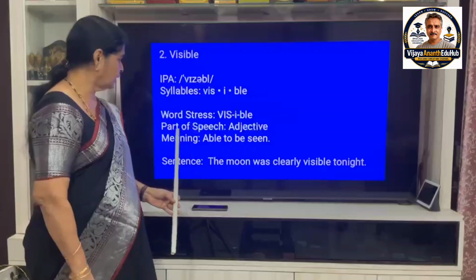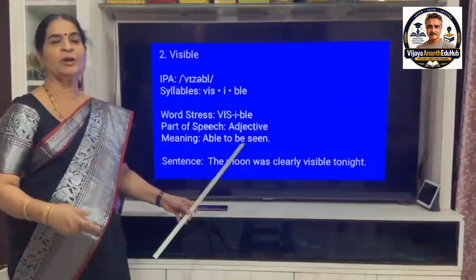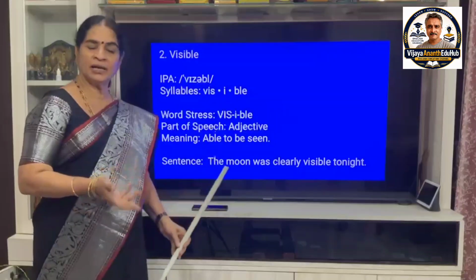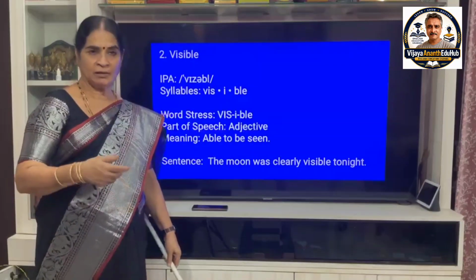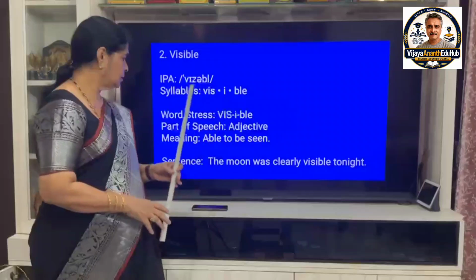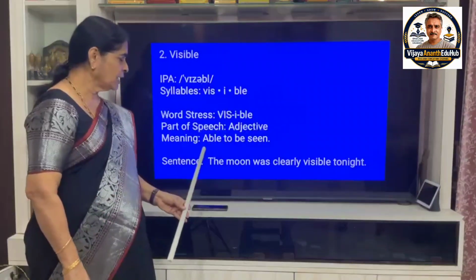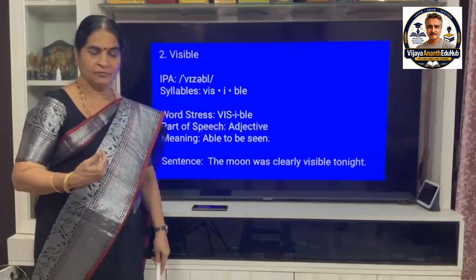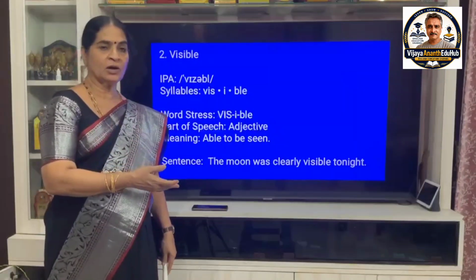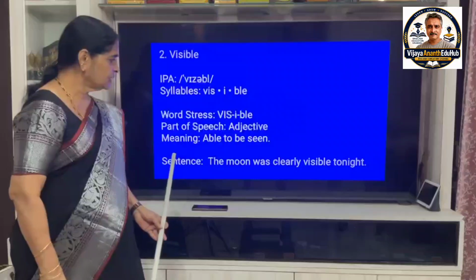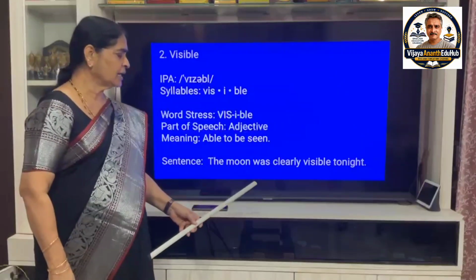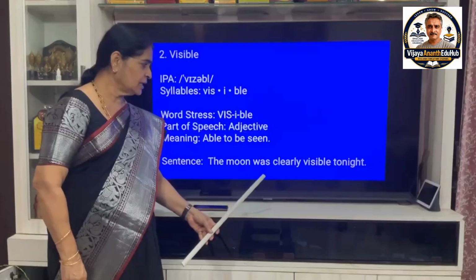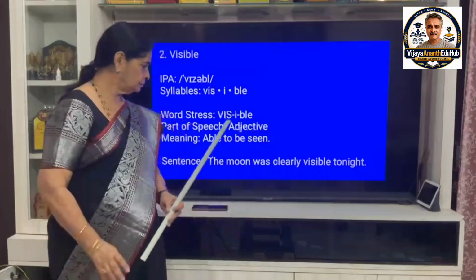Part of speech: it's an adjective. Visible object, visible image, visible handwriting. Like that, it's an adjective. Meaning: able to be seen. Something which can be seen, which we can see. That is called visibility. Sentence: The moon was clearly visible tonight.